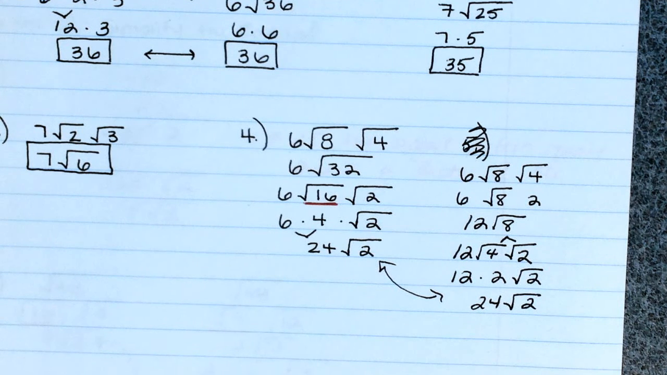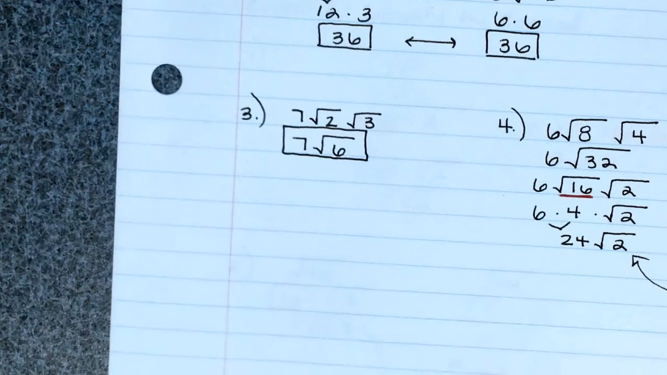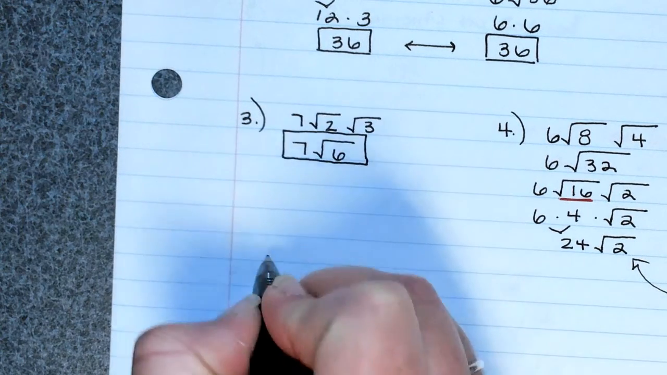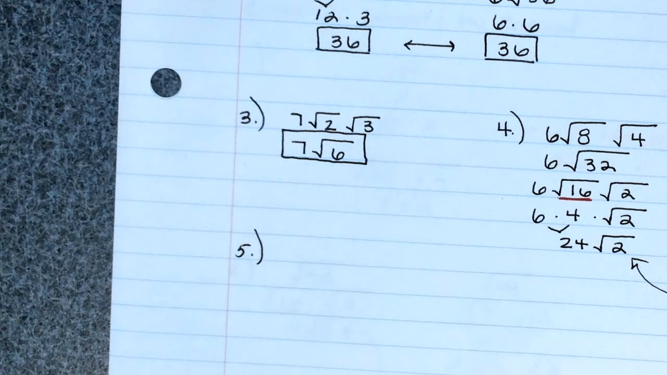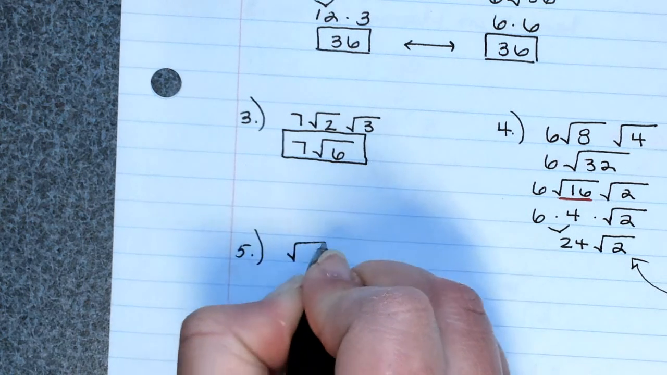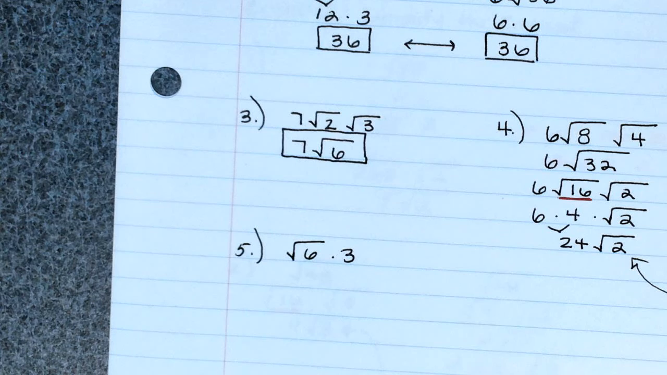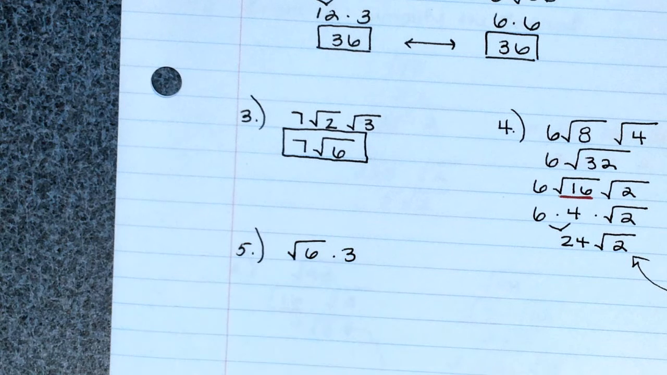Are we okay with that? We have questions there. All right, then 2 more for multiplying, then we'll move on to dividing. The square root of 6 times 3. What would I do? Can I multiply the 6 times 3? No. Why can I not multiply the 6 and the 3?